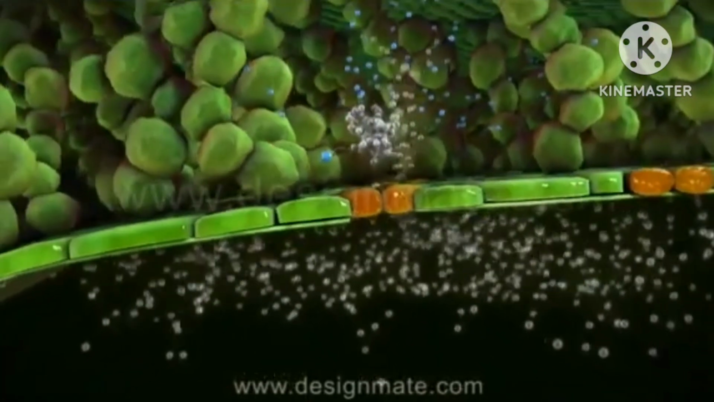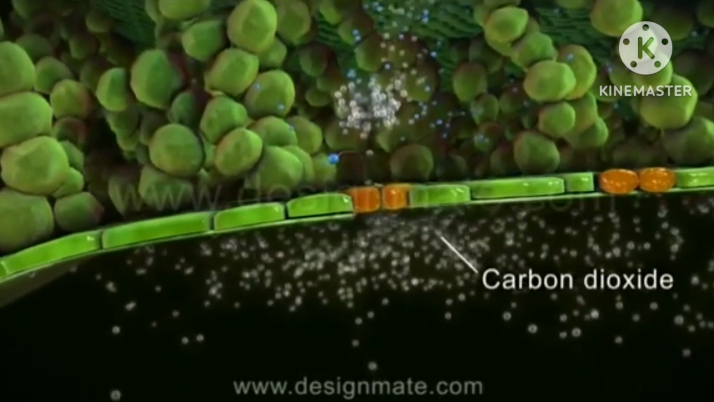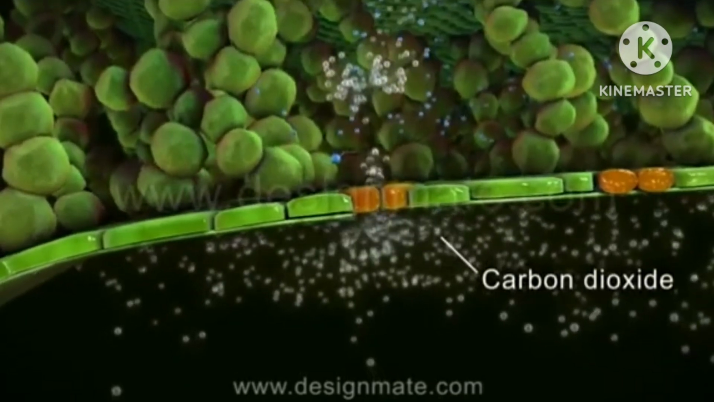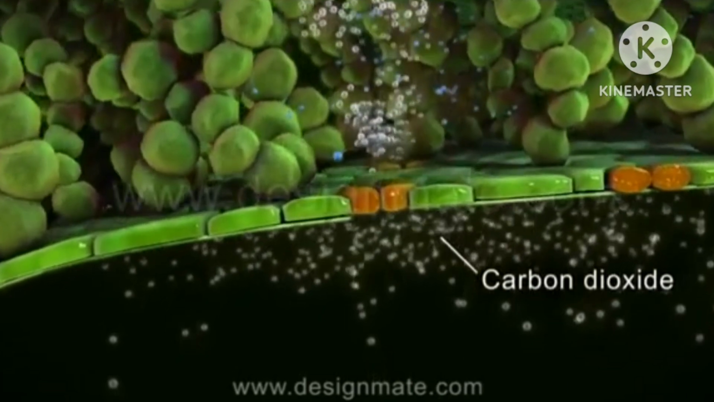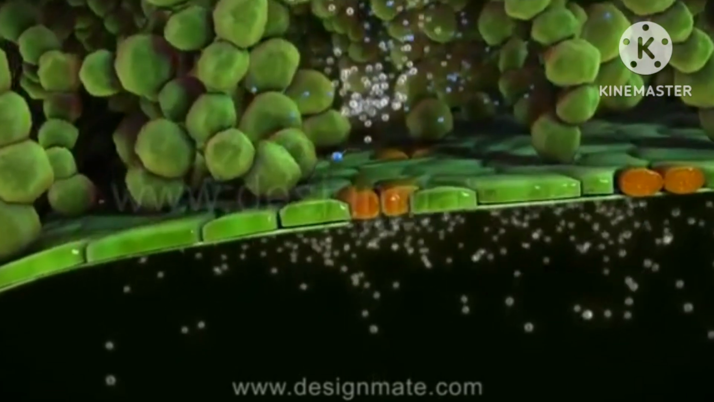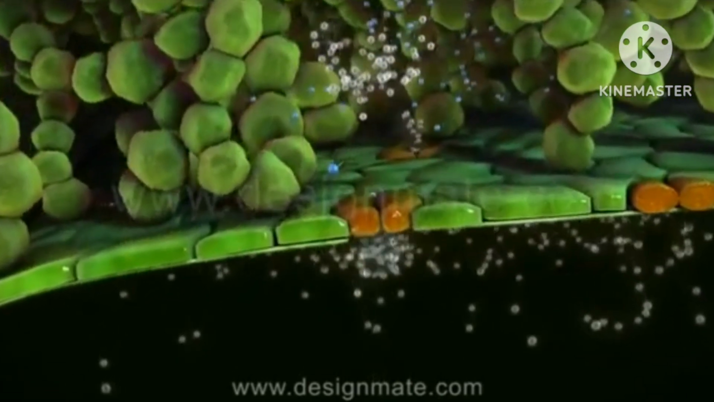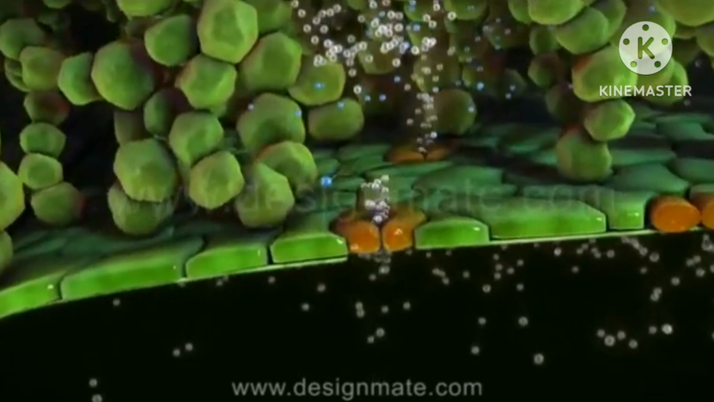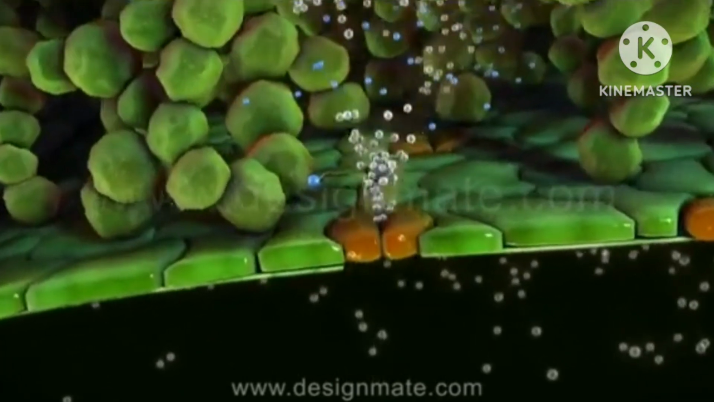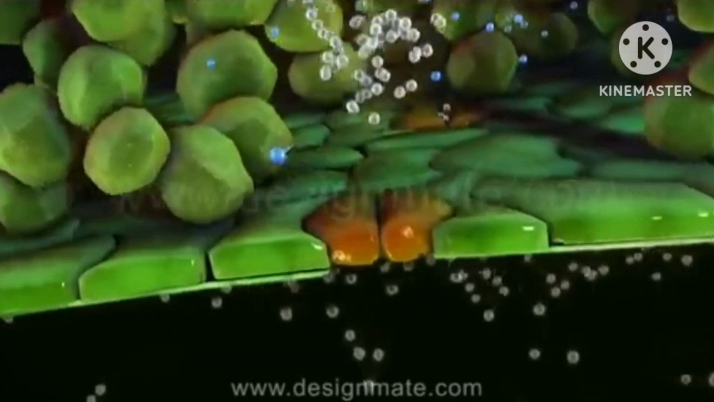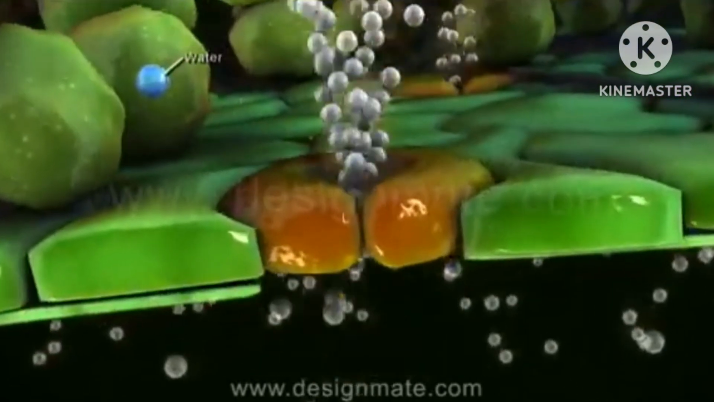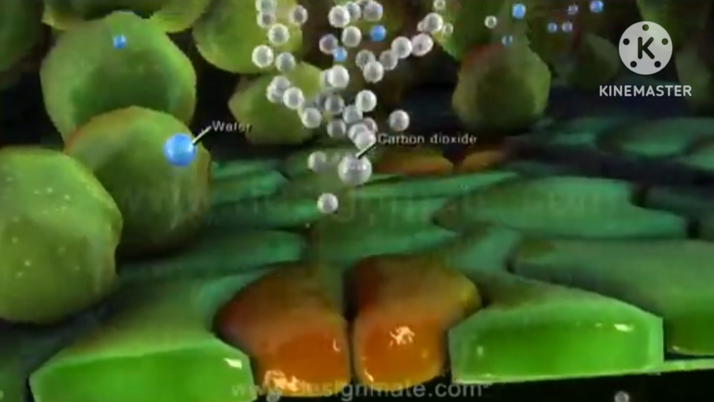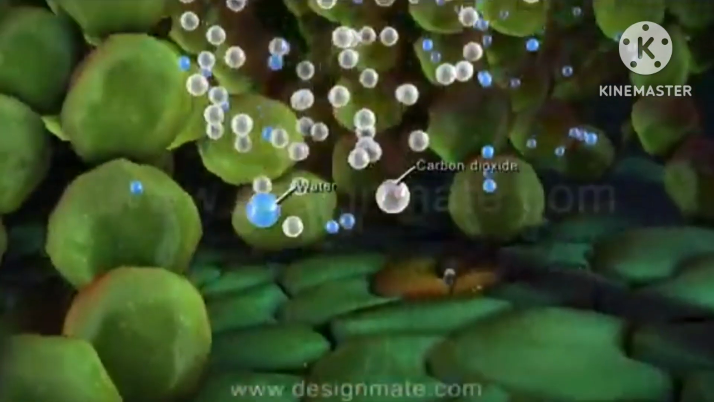The carbon dioxide which is absorbed from the stomata is diffused into the air spaces in between. This carbon dioxide as well as the water molecules present in between the air spaces will be transported to the cells which have chloroplast.